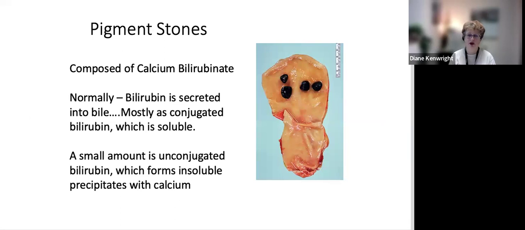Pigment stones, so normally bilirubin is secreted into bile, and mostly it's conjugated, which is soluble, but some of it is unconjugated, which can form an insoluble precipitate with calcium. So anything that increases the amount of bilirubin, of course, is going to increase the number of stones.